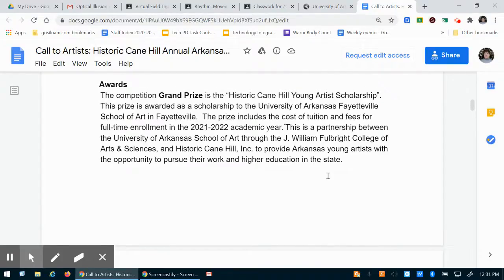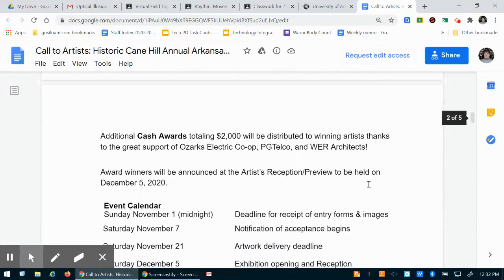The cool thing about this is that the grand prize is a scholarship to the UARK School of Art in Fayetteville. So it's going to cover the cost of tuition and fees for your full-time enrollment in 2021 to 2022. So, I mean, that's a whole year's tuition. If you're entering as a senior next year and you're thinking about U of A, even if you're on the fence, we should enter this, because that's a pretty big amount of money.